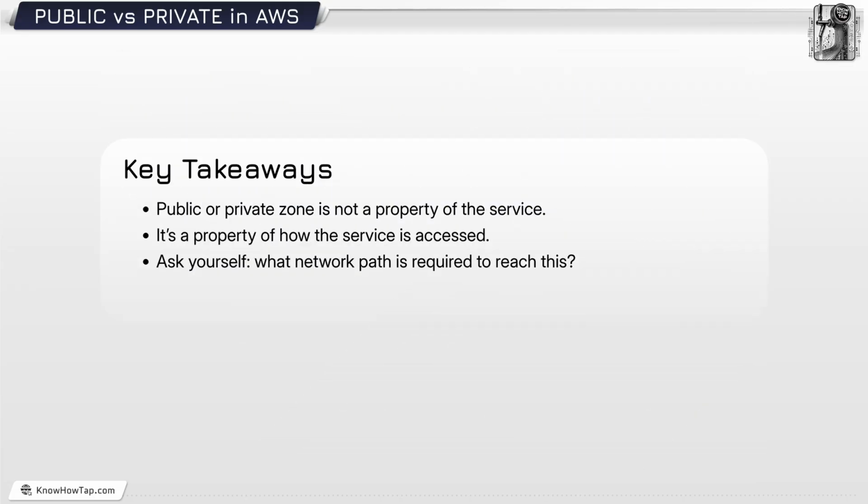Some key takeaways: public or private is not a property of the service, it's a property of how the service is accessed. If you can answer what network path is required to reach this, you're well on your way to learning the fundamentals of AWS networking.